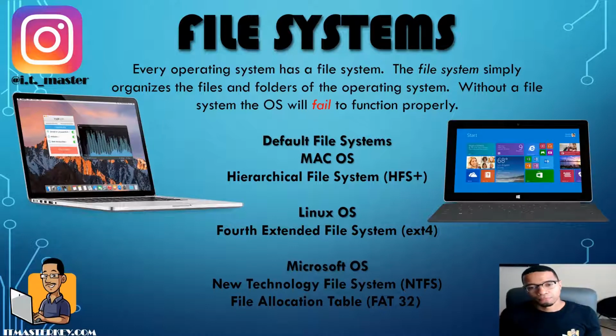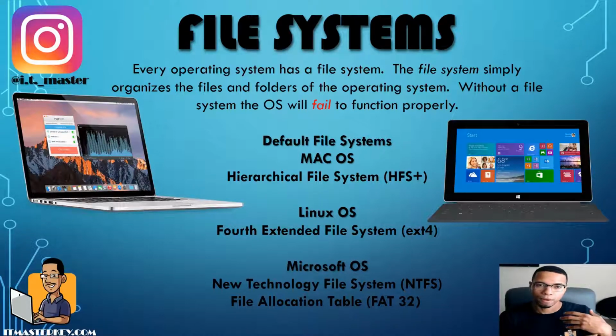For example, if you have a Macintosh or a Mac, you're going to get HFS Plus, the hierarchical file system. Linux is going to be the fourth extended file system, or ext4. Microsoft, which is probably what you guys are using right now, or maybe not, you're going to be using NTFS for the newer versions of Windows, and you're going to be using FAT32 for the older versions.